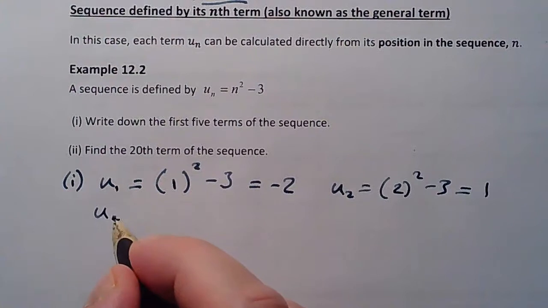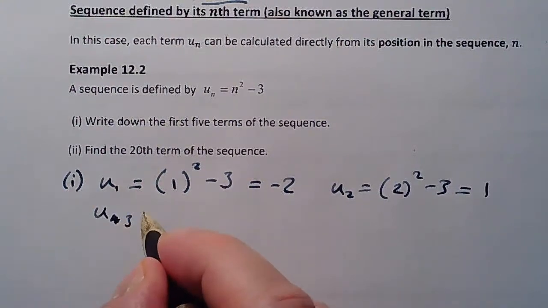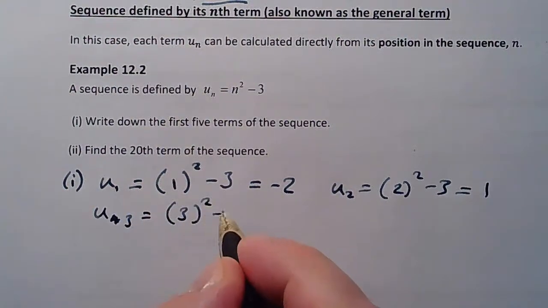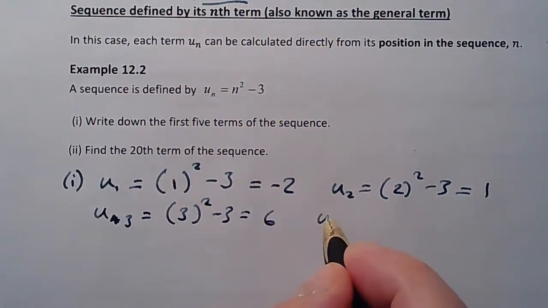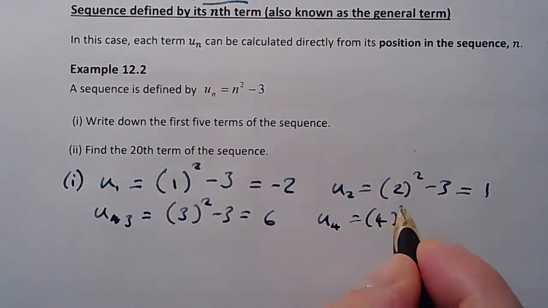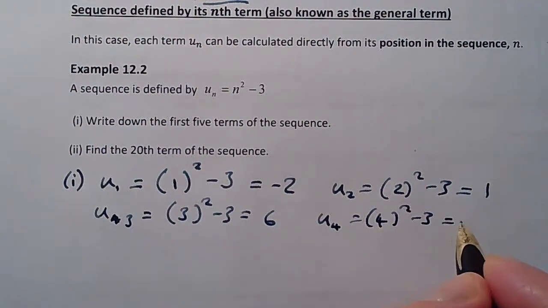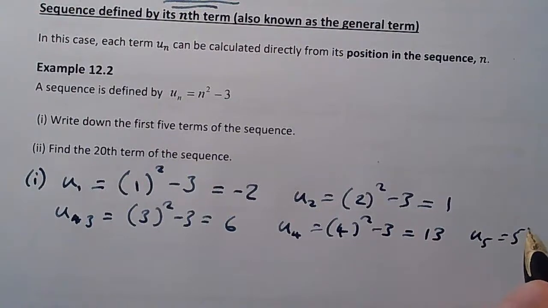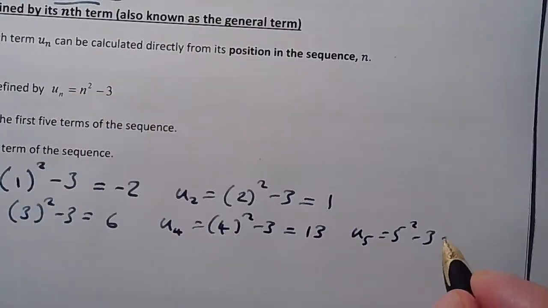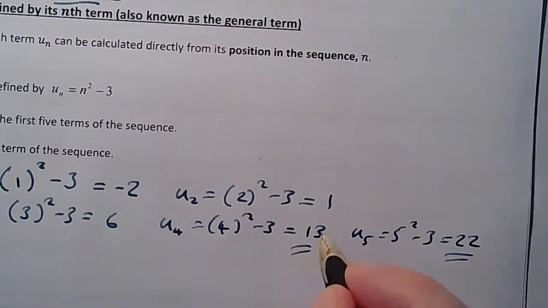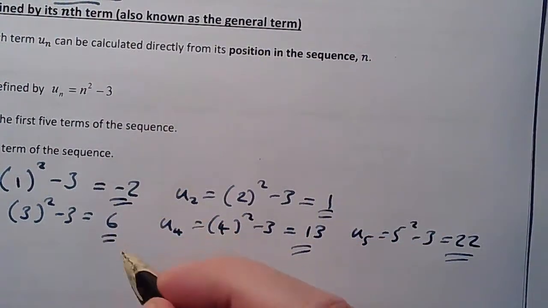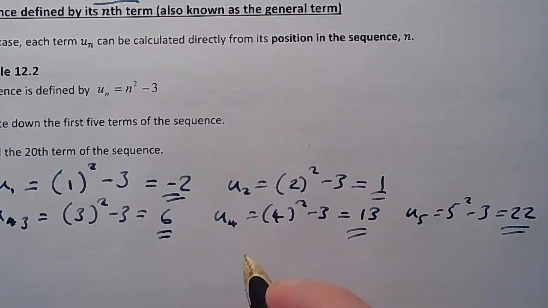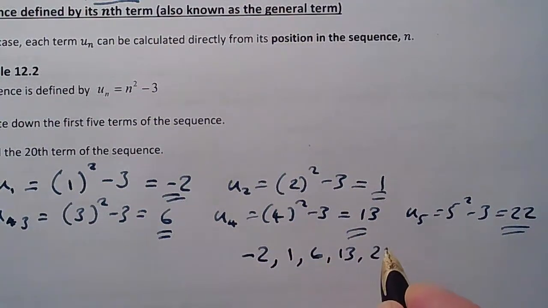Okay, what comes next? u3, 3 comes after 2, is 3 squared minus 3, which is 6. u4 equals 4 squared minus 3, 16 minus 3 is 13. And u5 is 5 squared minus 3, which is 22. All of these get double underlined because they're all parts of the answer. In fact, it would be quite nice to give the answer minus 2, 1, 6, 13, 22, so everything's summarized. So that would be good like that.